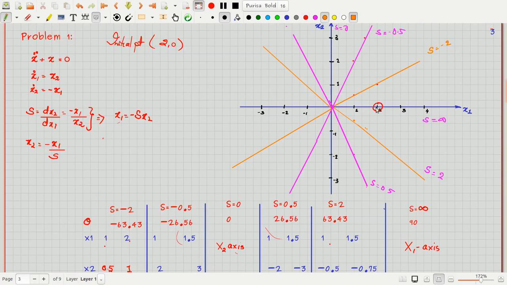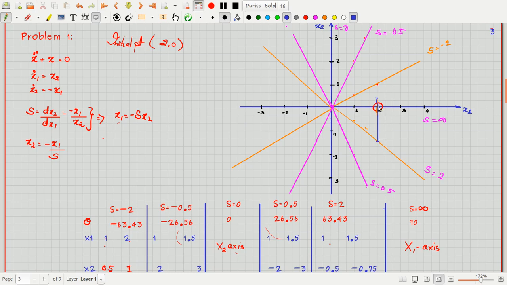Now you have to leave this point at an angle of 90 degrees. So you are going at an angle of 90 degrees from this point. When I leave the blue line, I will leave at 90 degrees from this line. So here I will leave at 90 degrees, and I will reach this point. I have reached this point.